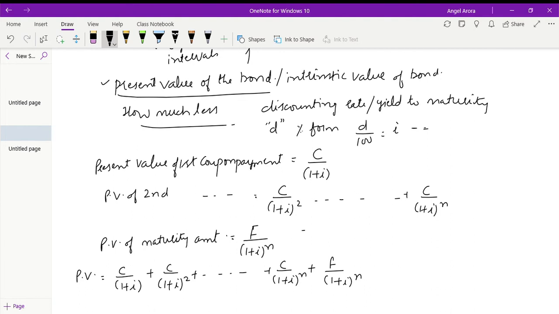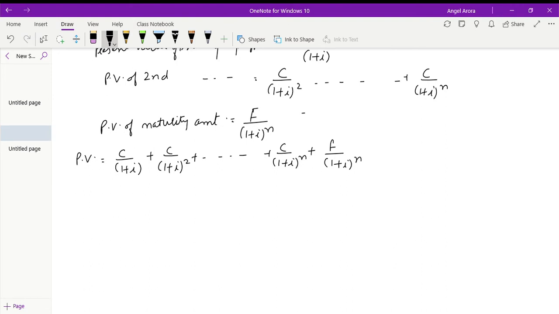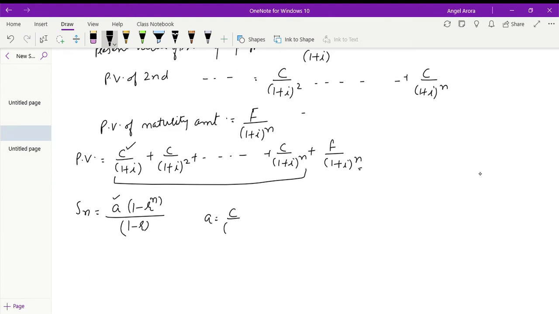So as you can see, this is a finite geometric series up to n terms. So the sum of these terms, as you can remember, the formula of the sum of a finite geometric series is a(1 minus r raised to n) upon (1 minus r). So what is a here? A means first term. So the first term here is C upon 1 plus I.